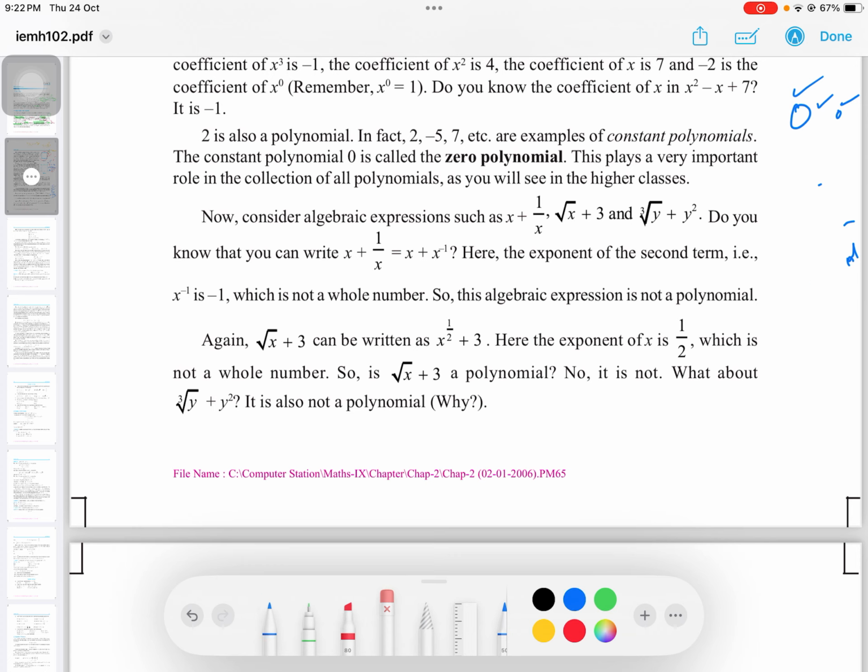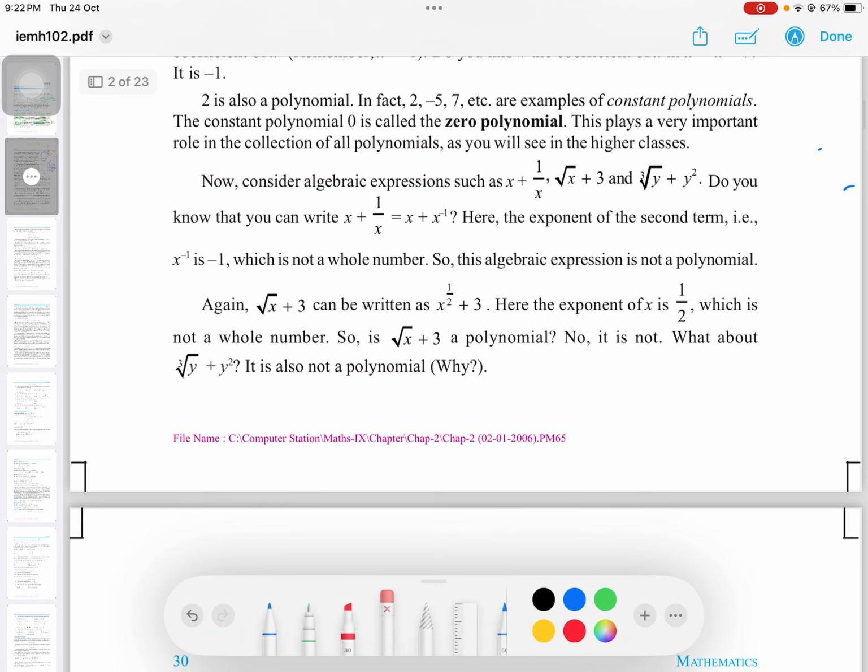Now what does the book or text mean when they say that the constant polynomial 0 is called the zero polynomial? What do they mean when they say the constant polynomial 0 is called the zero polynomial? Now you are going to learn the difference between zeros of a polynomial and zero polynomial. Now, consider this expression.